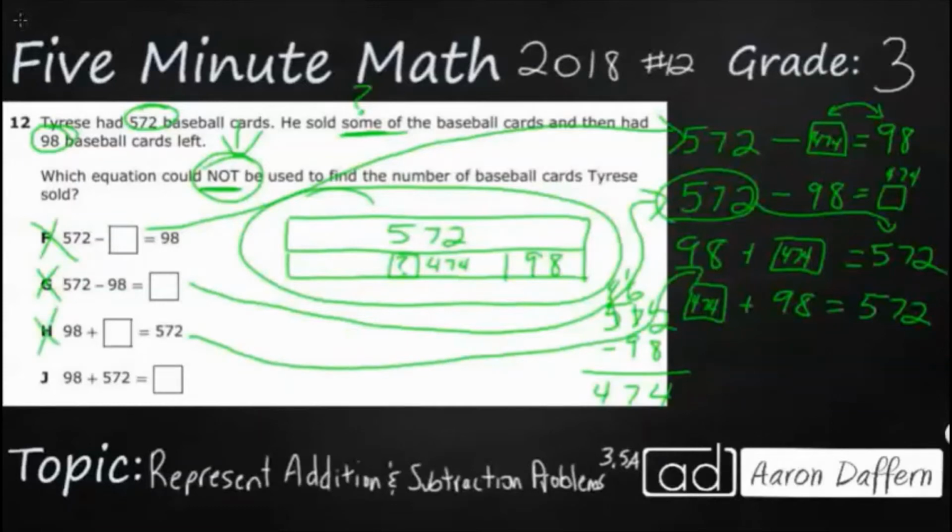So yeah, this last one has the 572 in the wrong spot. And look, if we were to put 474 in that box, that just wouldn't work because obviously the 572 is already larger than 474. Our answer is J.